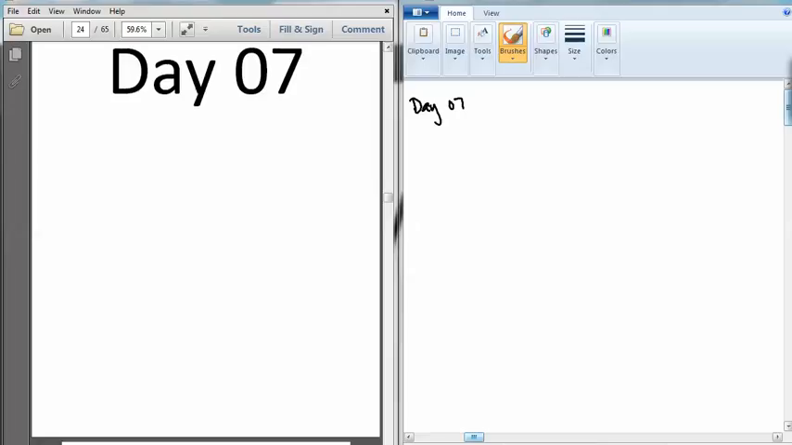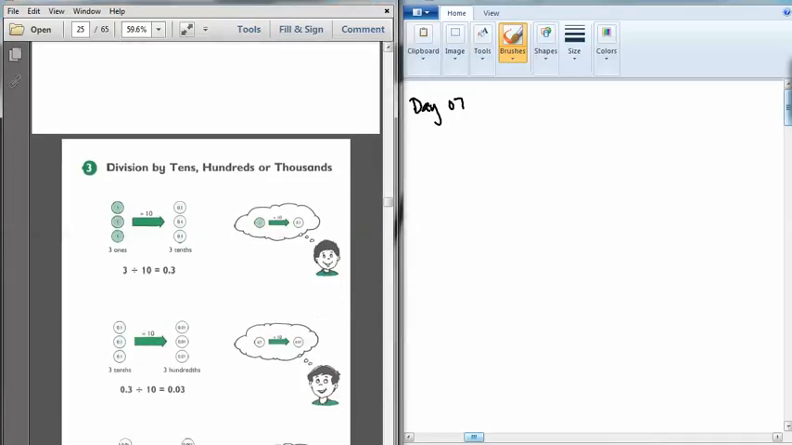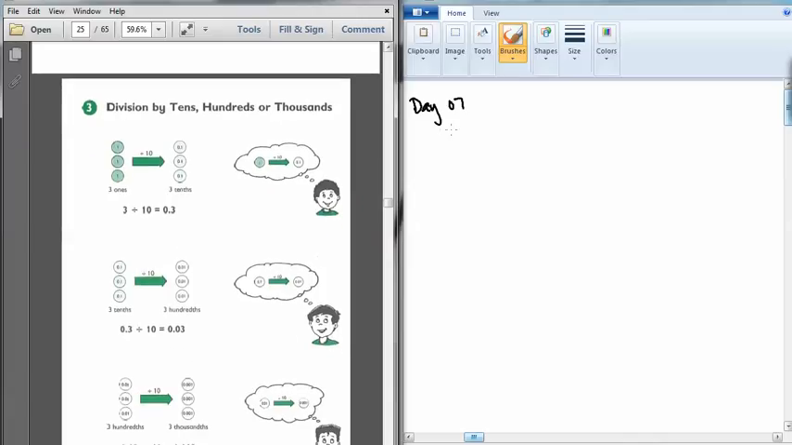Alright, day 7, let's see what we got. Day 7 is division by tens, hundreds, and thousands. Okay, good. Like moving the decimal place to the right, all you have to do this time is, if you're dividing, you're moving the decimal place to the left.